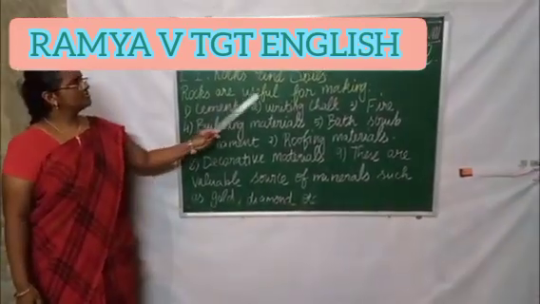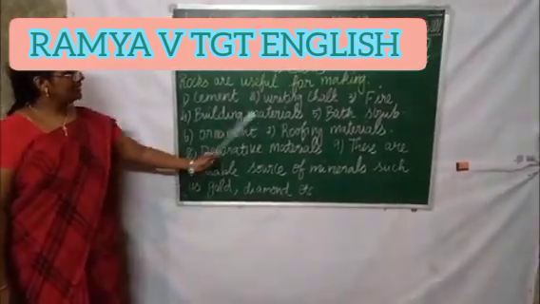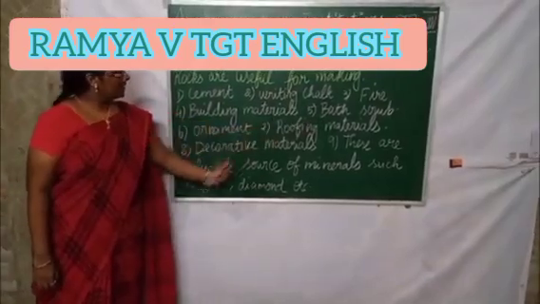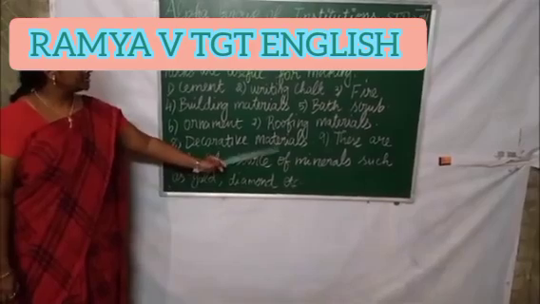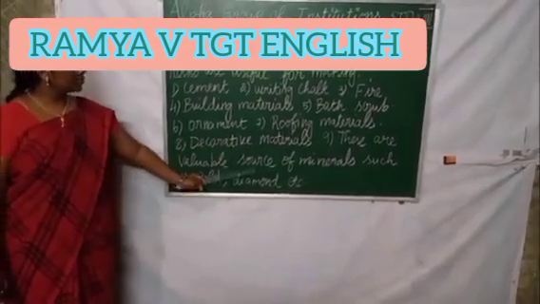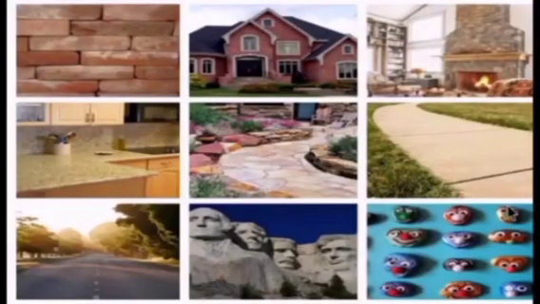Rocks are useful for making cement, writing chalk, fire, building materials, bath scrub, ornament, roofing materials, decorative materials. These are valuable sources of minerals such as gold, diamond, etc. So this is the pictorial representation. Rocks are used in bricks, constructions, decoratives and pathways, making roads, and in some decorative materials, roofing materials, etc.